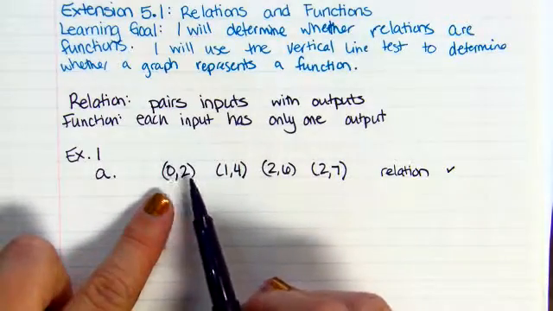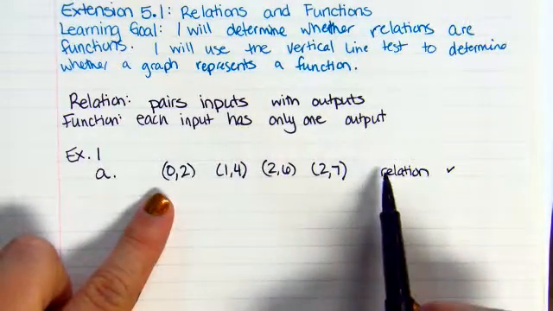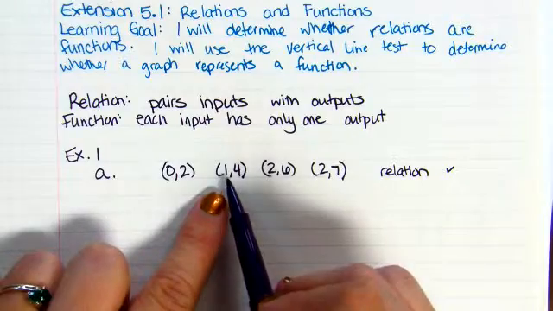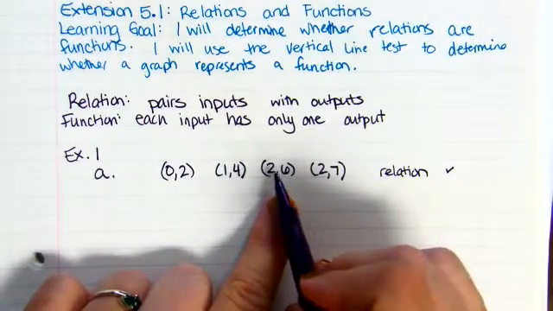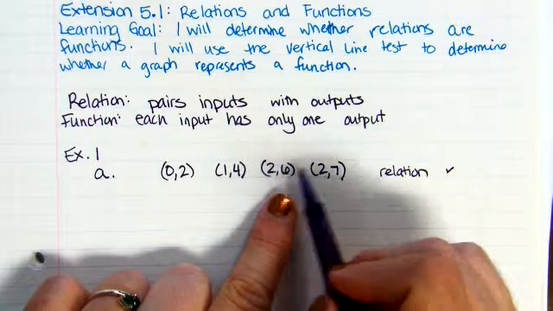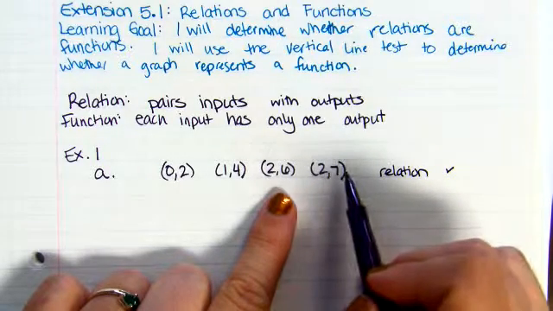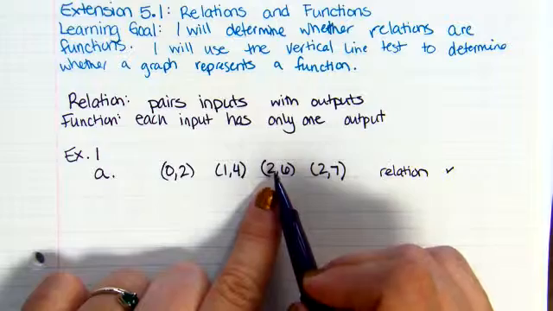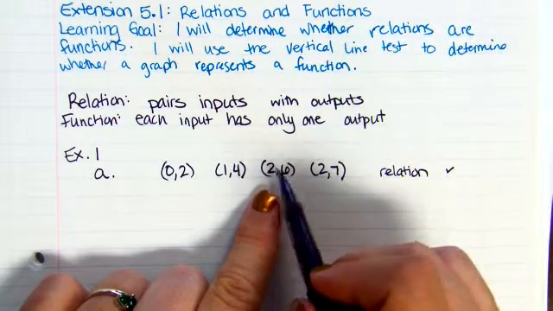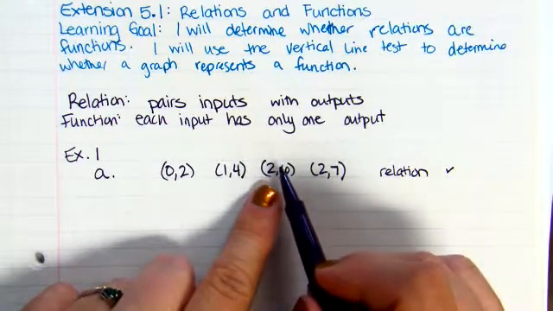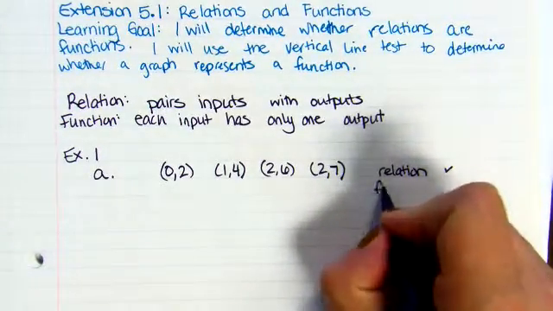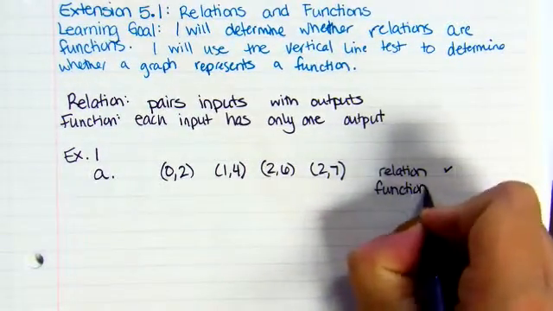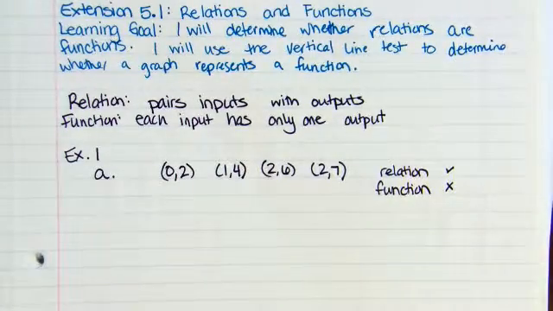When I put in 0, I get out 2. There are no other zeros to worry about. When I put in 1, I get out 4. There are no other 1s. When I put in 2, I get out 6. Or when I put in 2, I get out 7. That means 2 is paired with 6 and 7. When I put in one input, I'm getting 2 different outputs. So this is not a function.